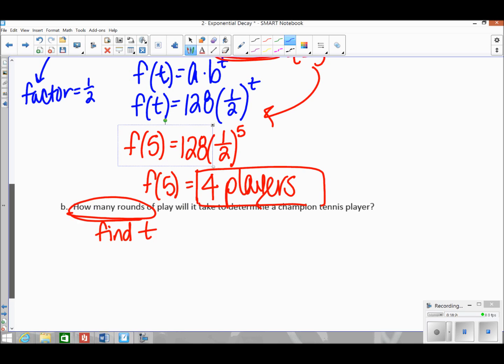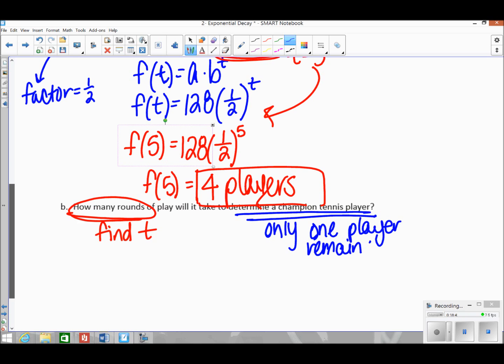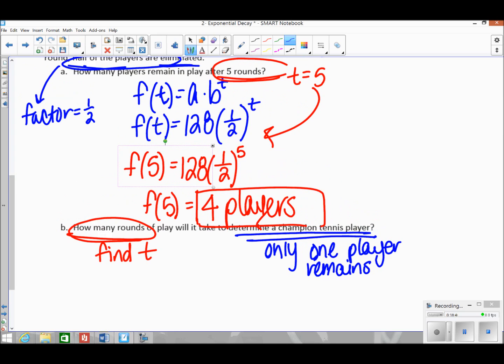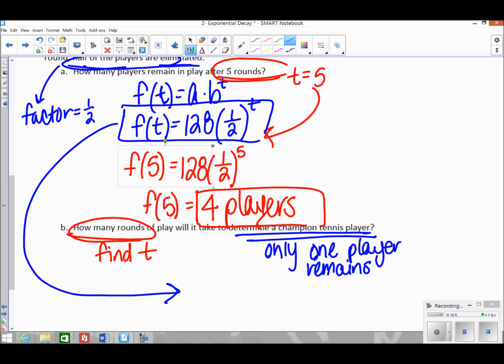If there's a champion left, or if we determine a champion tennis player, that means only one player would remain. So only one player remains. So that means if I'm using this equation from up top here, this means that f of t has to equal 1. The equation has to be set equal to 1 because when you're solving f of t, the y value, or the output, stands for the number of players. So that has to be set equal to 1 this time, and we're going to solve for t.